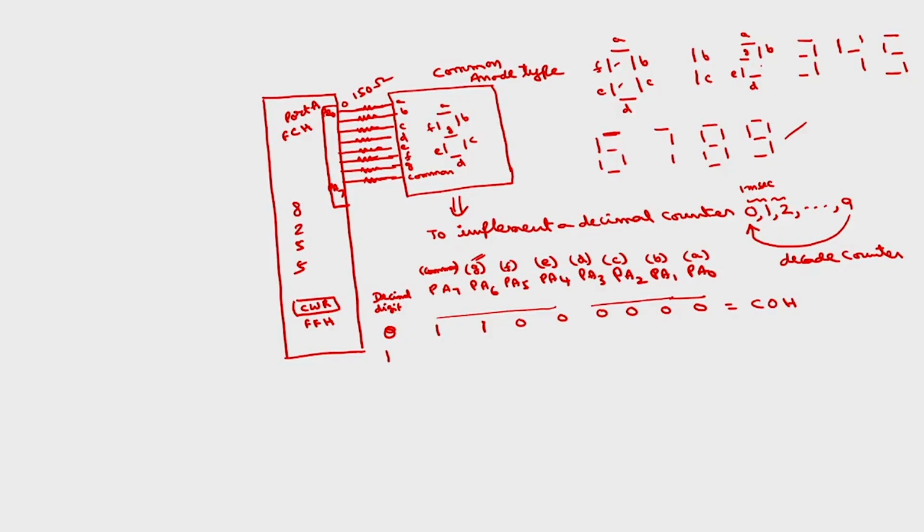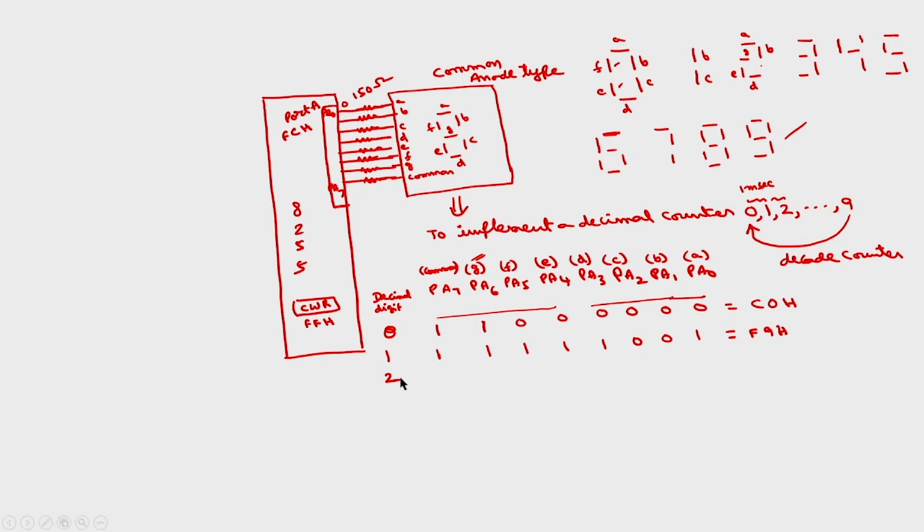Similarly, you obtain from 1, 2 and so on up to 9. This will always be 1 because this is common anode type. To display 1, I only want to glow B and C, remaining all have to be 1. So B and C should be 0, the rest will be 1. What is the code? F9H.